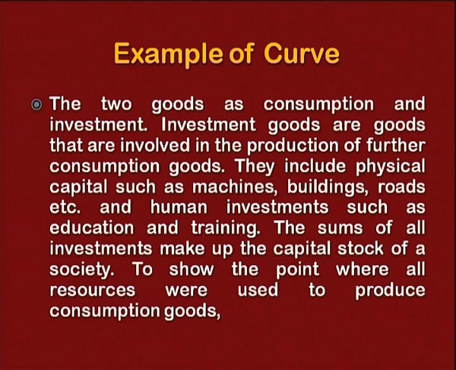The two goods are consumption and investment. Investment goods are goods that are used in the production of further consumption goods. They include physical capital such as machines, buildings, roads, etc., and human investment such as education and training. The sum of all the investment makes up the capital stock of a society, to show the point where all the resources are used to produce consumption goods.